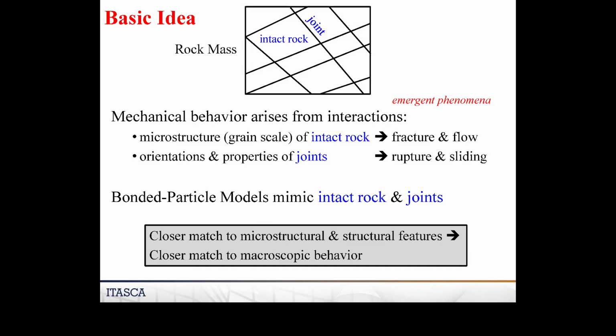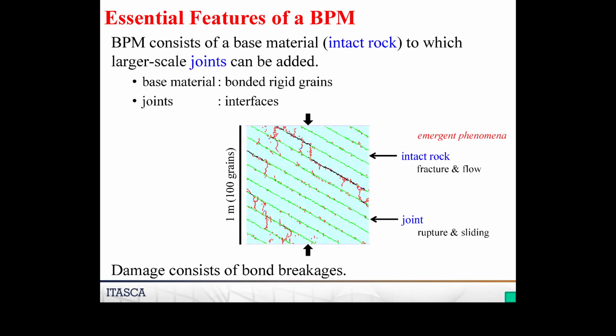The overall philosophy here is that the closer we can match both the microstructural and the structural features, the closer we're going to match the actual macroscopic behavior. Here's an example. We think of this as, I'll call the intact rock a base material.